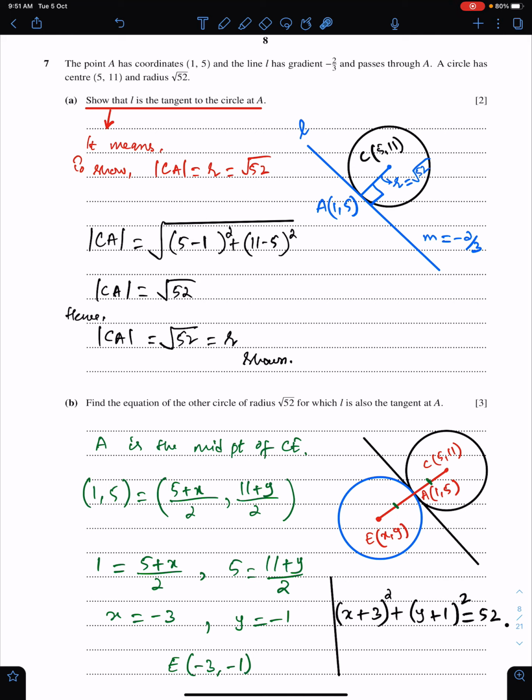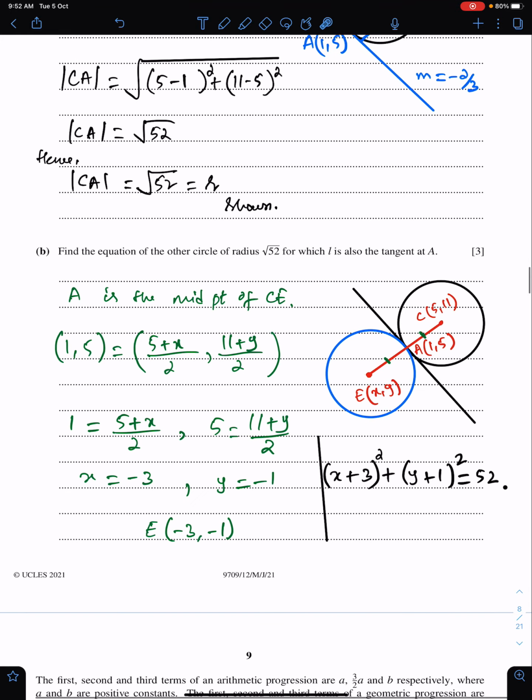So that means we have to prove this thing. We need to show that modulus CA should be R, which should be under root 52. So first we need to find this distance CA, and this distance is under root 52, which is R. Hence shown that L is tangent to the circle at A. So make sure you use the distance formula to prove this. Don't use this gradient thing, because to prove that L is tangent to the circle at A, this distance must be the radius.